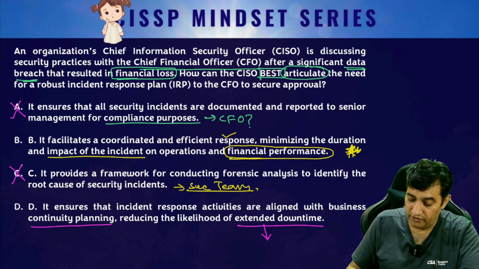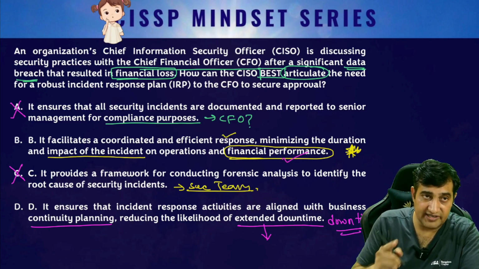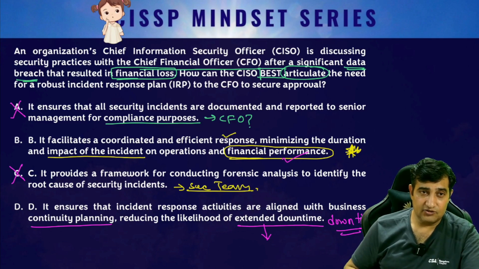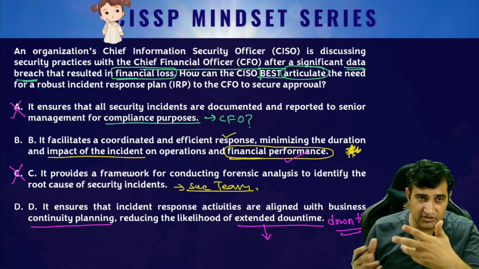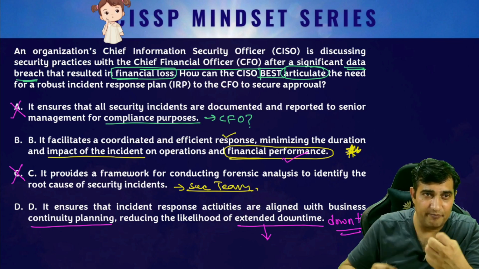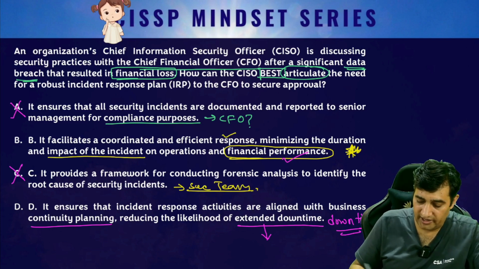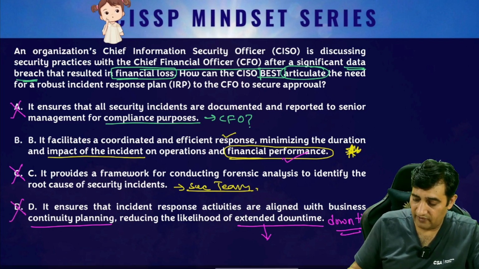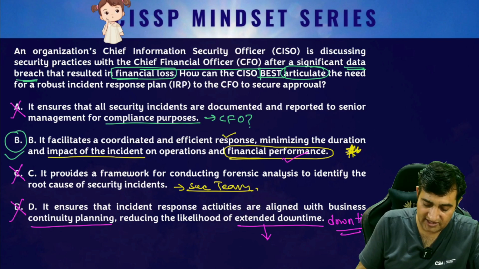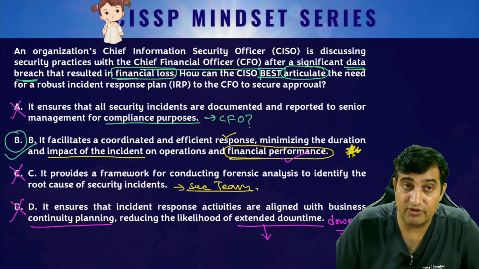But do you feel specifying the downtime is enough, or here in this particular case they have specifically said financial performance? So what do you feel the CFO will be more interested in? What can actually make a pitch for him? I think that is financial performance, right? And that is where we will find the answer. So B is the correct answer in this particular case.